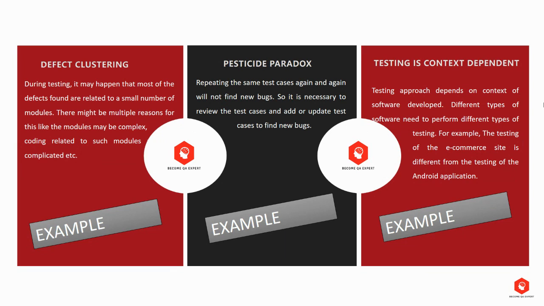In order to overcome this pesticide paradox, the set of test cases needs to be regularly reviewed and revised. If it's required, a new set of test cases can be added, and existing test cases should be revised.